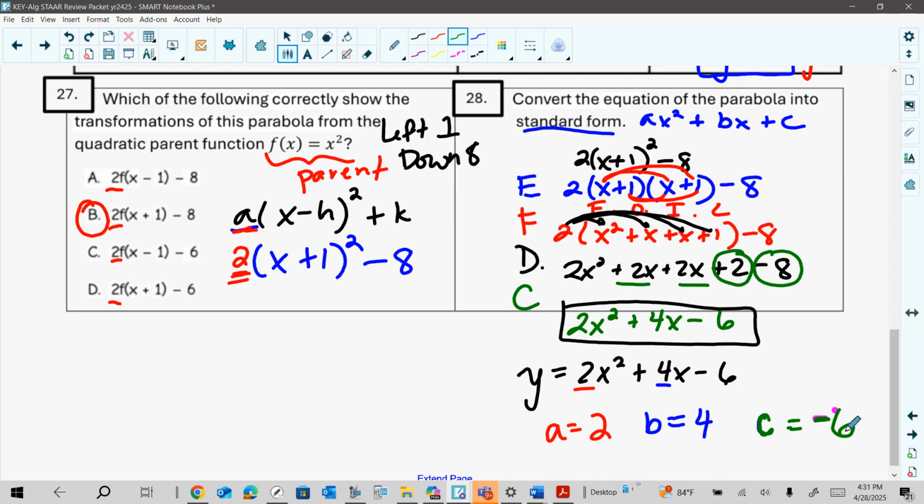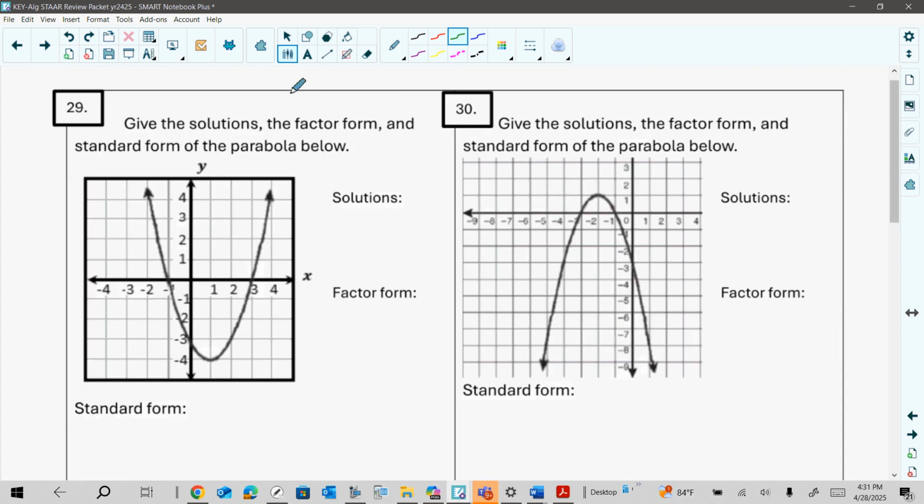This is because most likely this could be a multiple choice question or an open-ended one where they ask you to type in the A, B, and C. Okay. All right, so from there, we're now going to have you analyze some graphs to come up with the equation. So they want you to give the solution, the factor form, and the standard form of the parabola shown. So remember your solution, also known as the root or the 0, is where the parabola, the graph, touches the x-axis. So our solutions here are x equals negative 1 and x equals 3, or I can put it in bracket notation as negative 1 comma 3.